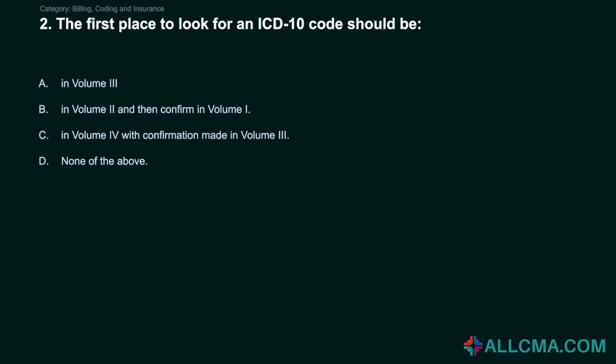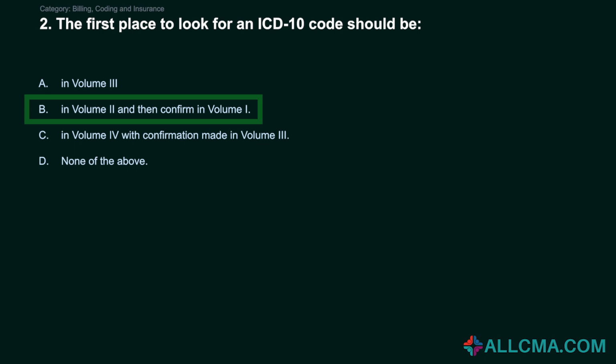2. The first place to look for an ICD-10 code should be A. In Volume 3. B. In Volume 2 and then confirm in Volume 1. C. In Volume 4 with confirmation made in Volume 3. D. None of the above.